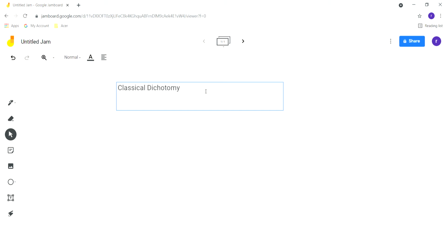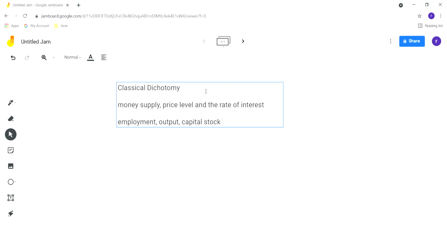Some of the nominal variables are money supply, then price level, and the rate of interest. Of course, the nominal rate of interest. Some of the real variables are employment, output, capital stock, or the level of technology, or the state of technology. These are some of the real variables.